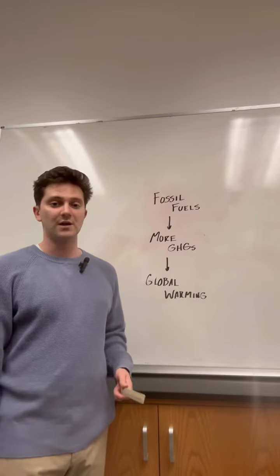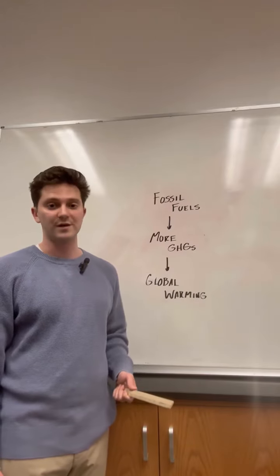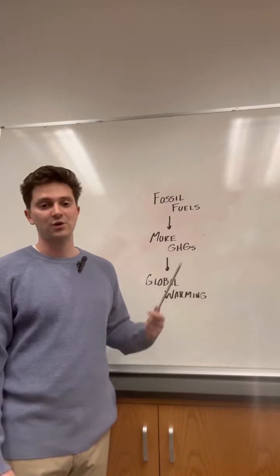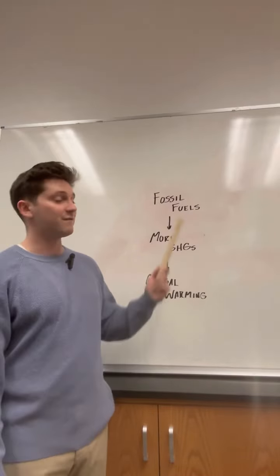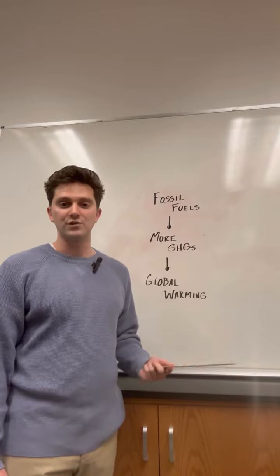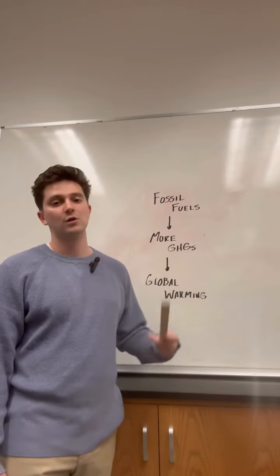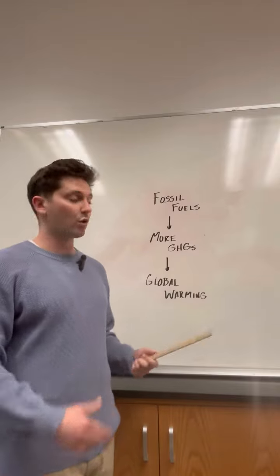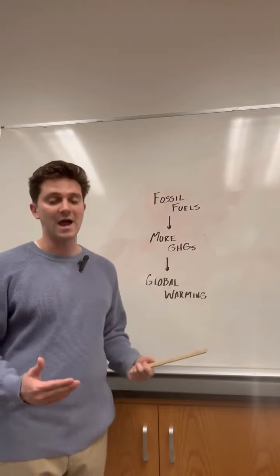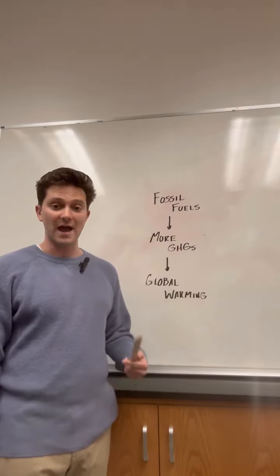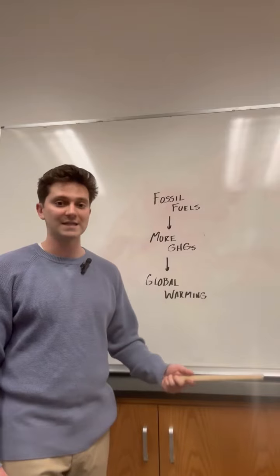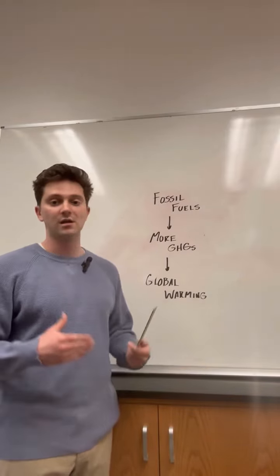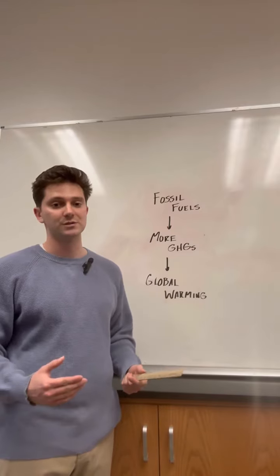Two of the major greenhouse gases are methane and carbon dioxide. Methane typically comes from cattle farming, and carbon dioxide typically comes from fossil fuels. Fossil fuels include oil, coal, and natural gas, and all of these things generate more greenhouse gases in our atmosphere. That causes the temperature to rise, aka global warming, and global warming presents a ton of different environmental issues.